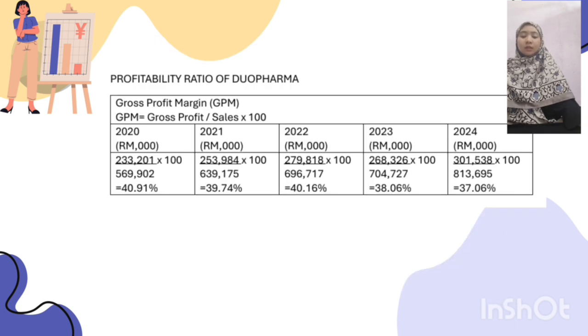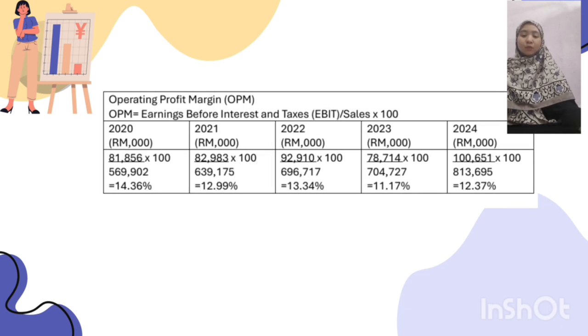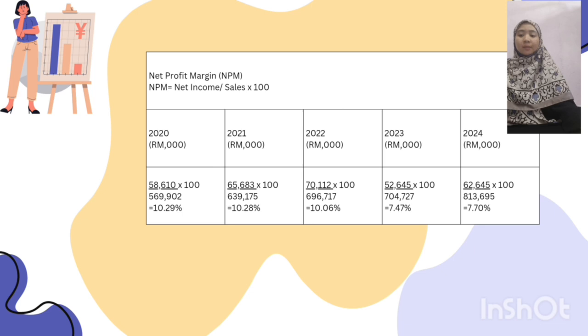So this is Duo Pharma Biotech Berhad's profitability ratio. Duo Pharma displays stable and consistent profitability through the period. The gross profit margin remains strong, around 37% to 41%, indicating good control over production costs. Operating and net profit margins were consistently positive, showing operational efficiency and profitability.